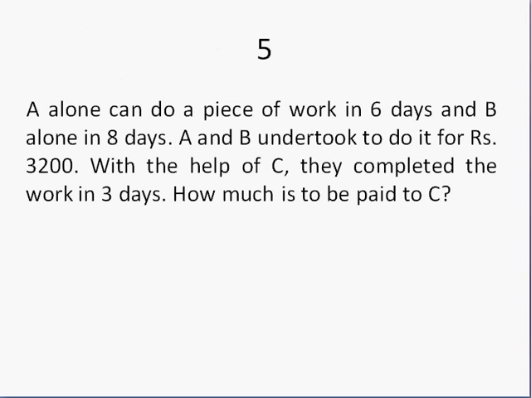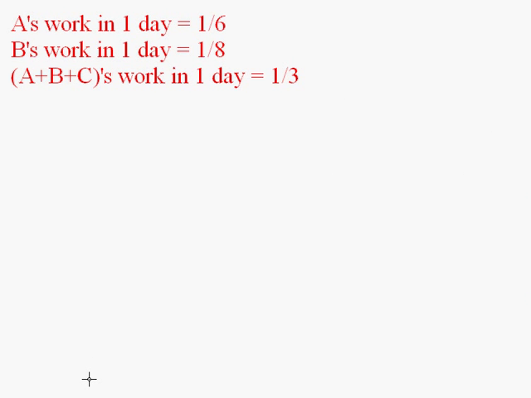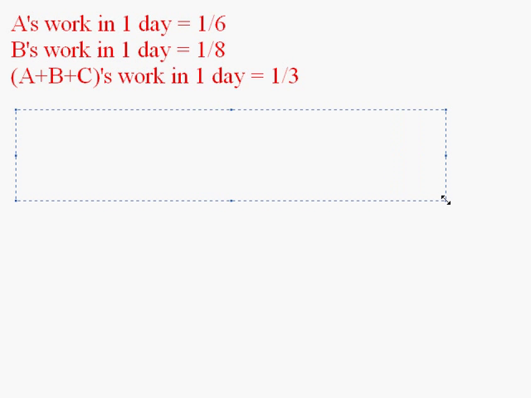So this is what we can infer from these things. Now A and B undertook the work for rupees 3200, right? Now C is also working with them, so he must get his share, right? So now we'll try to find the ratio of A's work, B's work and C's work. Till now we didn't calculate C's work when he's working all alone. Can we calculate it? Yes, we can.